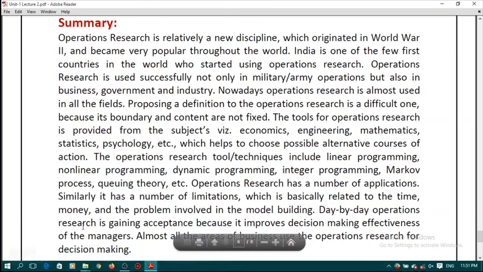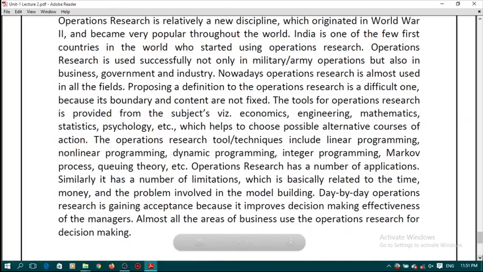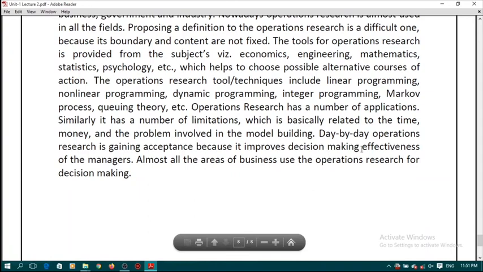Day by day, operation research is gaining acceptance because it improves the decision making effectiveness of the manager. Almost all the areas of business use operation research for decision making, and not only business areas, actually, each and every field where we need to take some critical decisions, they use some calculation, some analysis, and that is actually a part of OR. So, OR is applicable in almost all fields.